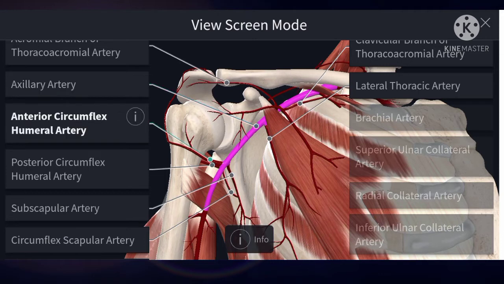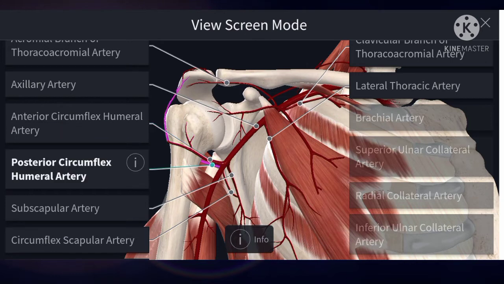Now firstly we will see the branches of the axillary artery, and that is the anterior circumflex humeral artery. As you can see here clearly, the anterior circumflex humeral artery is a small branch arising from the third part of the axillary artery. At the lower border of the subscapularis muscle, it passes laterally in front of the intertubercular sulcus of the humerus and anastomoses with the posterior circumflex humeral artery to form an arterial circle around the surgical neck of the humerus.